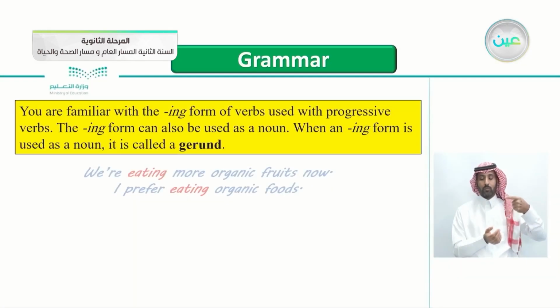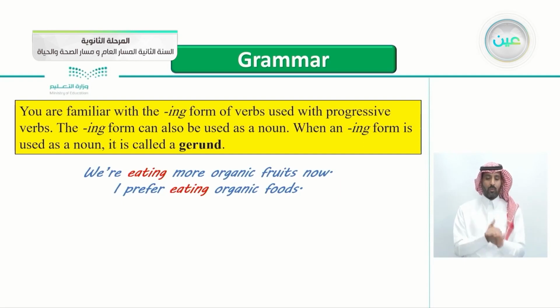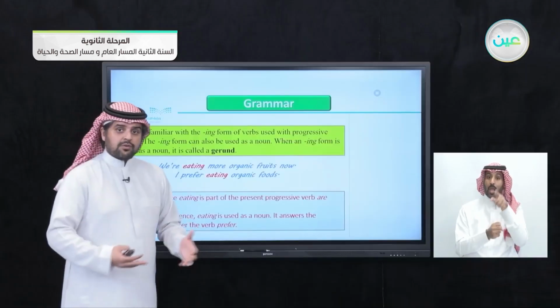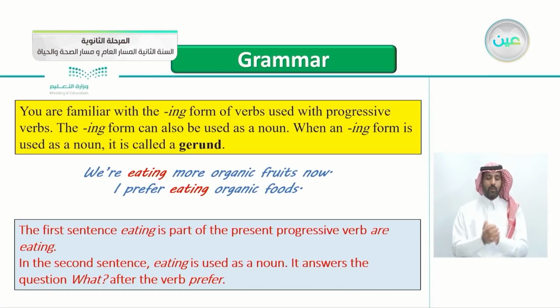For example here, we're eating more organic fruits now. I prefer eating organic foods. The first sentence, eating, is part of the present progressive verb are eating. So the first one is a verb. We're eating more. This is explaining what you are doing now. So this is a verb.